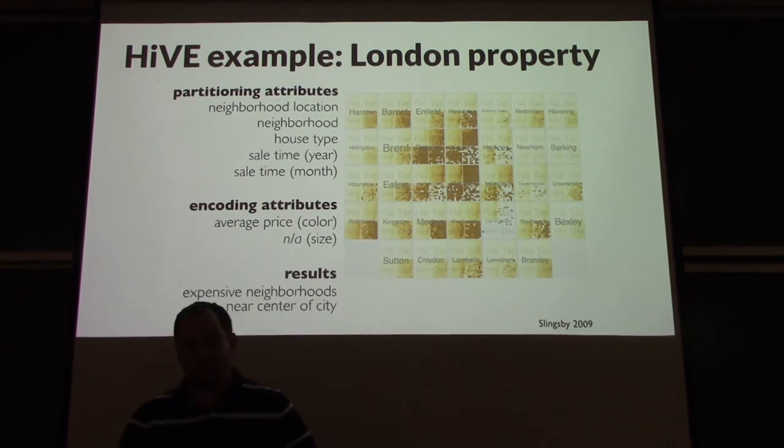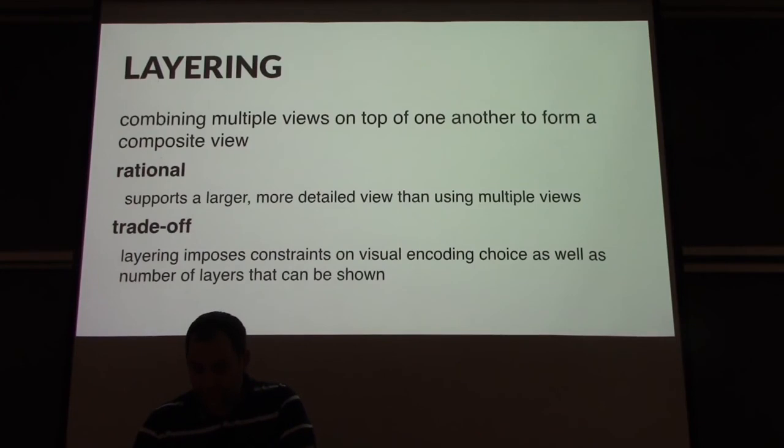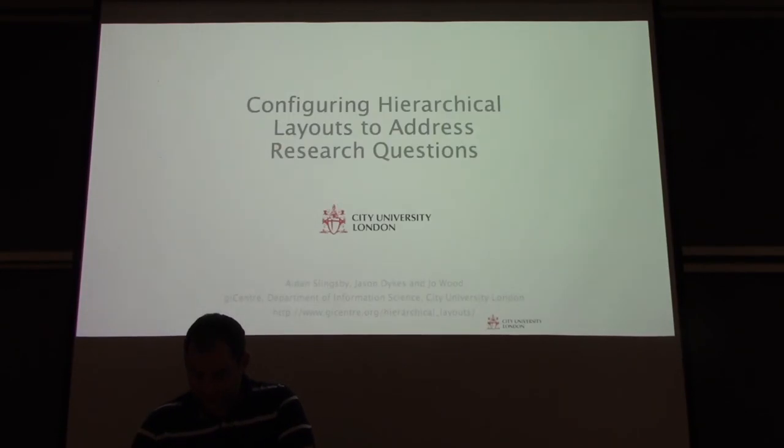So here we have partitioning attributes: neighborhood location, the neighborhood, the house type, the sale time, a year, the sale time of the month. And the encoding attribute, again, average price; the size isn't used, it's just the squares. And so here we can see that expensive neighborhoods are near the center of the city. And so this is a good video that illustrates this, if it plays.